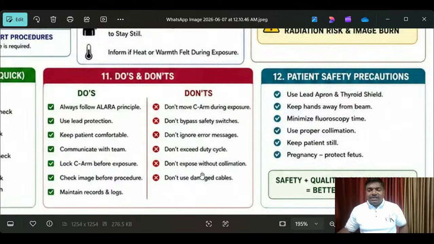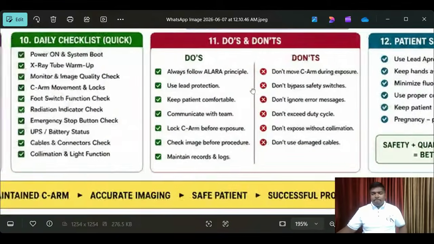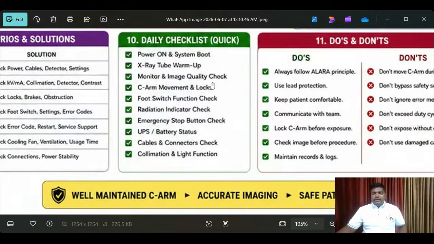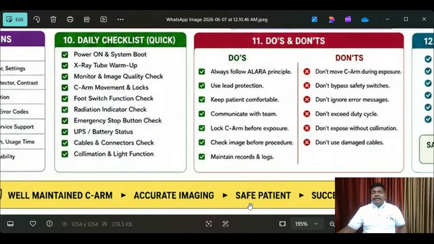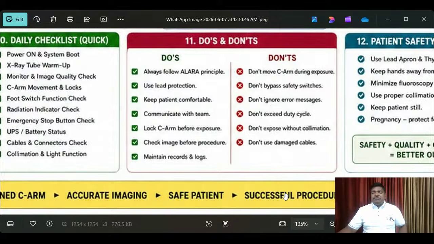I want to give you more information about this topic. Successfully, I completed the live session. That is the content I have given, a complete guide, technical and practical. I have explained both. Be confident in yourself. See here: a well-maintained CM means accurate imaging, a safe patient, and a successful procedure.